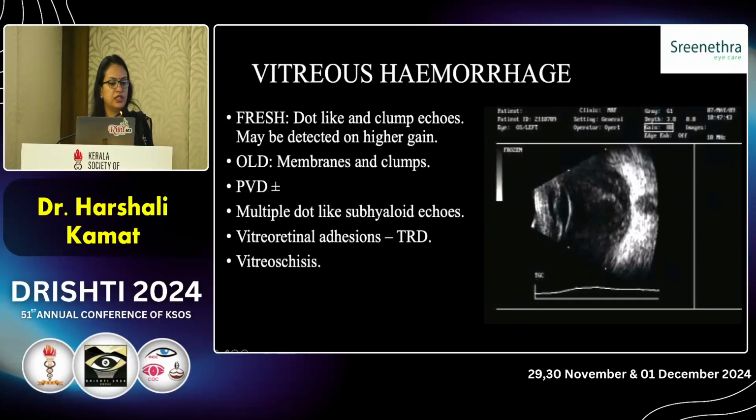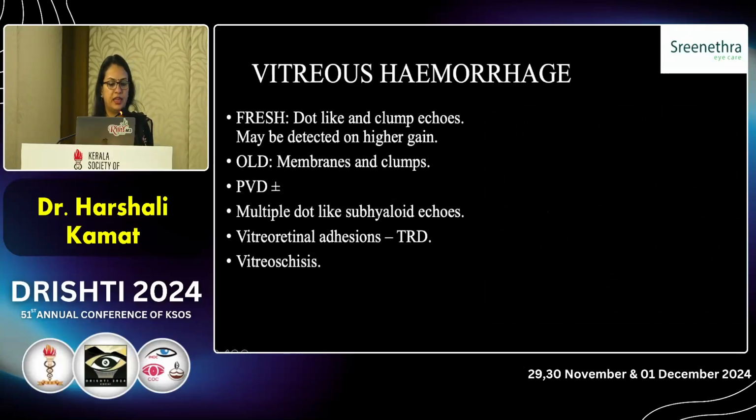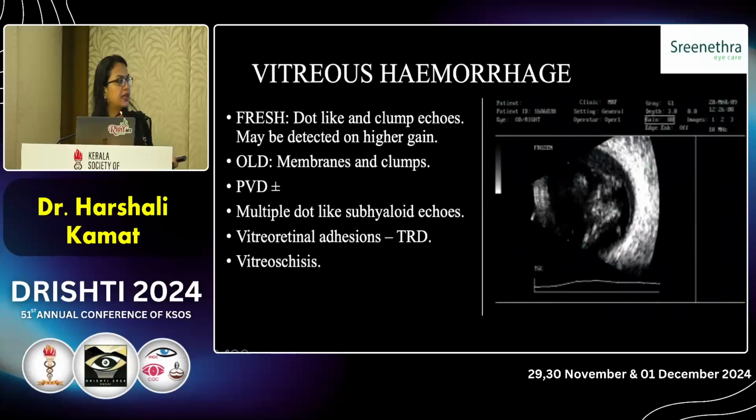In case of fresh vitreous hemorrhage, you may see dot or clump-like echos, and you have to remember to do it also in the higher gain. As the vitreous hemorrhage ages, it becomes more organized, and you might start seeing membranes and clumps. You may have PVD associated with it, and sometimes you may have echos behind the hyaloid, which will be the subhyaloid echos.